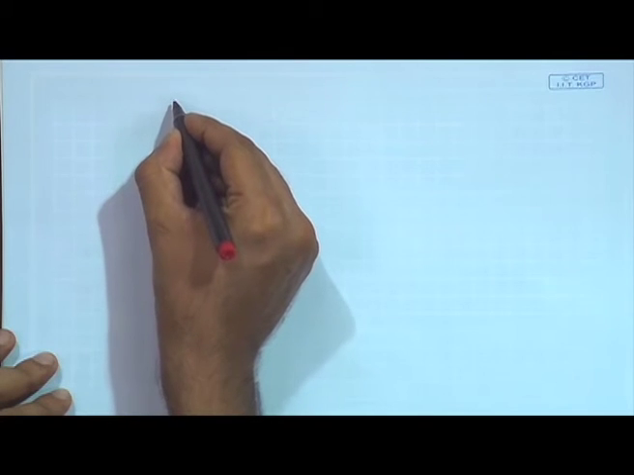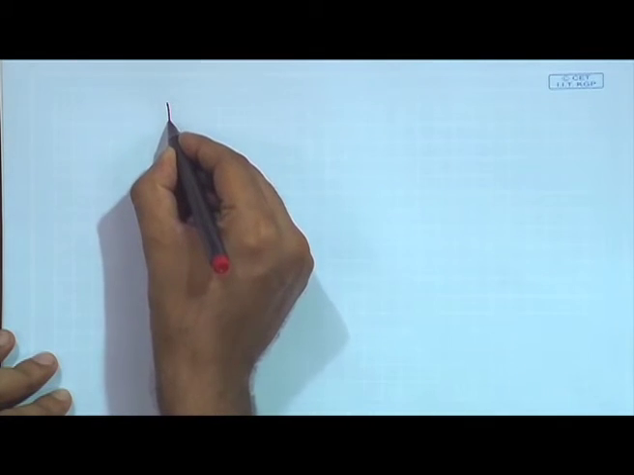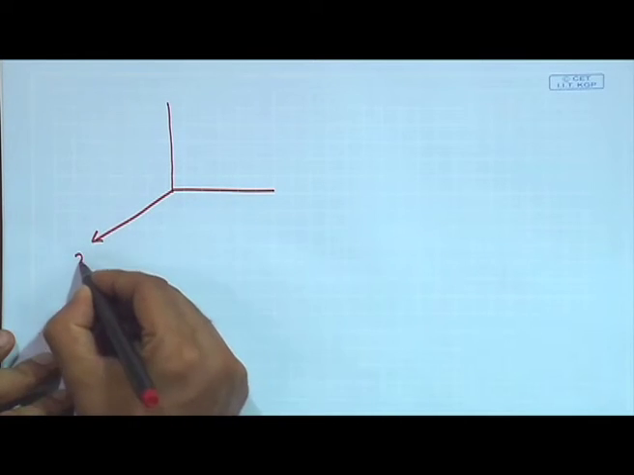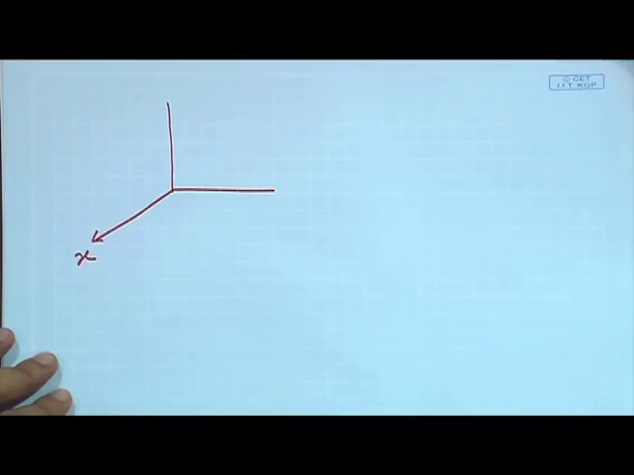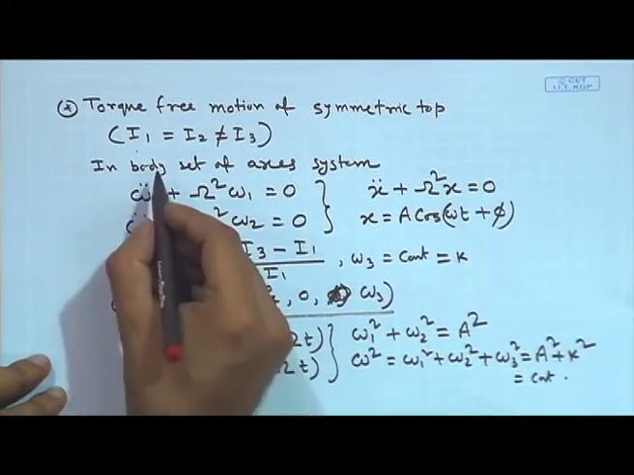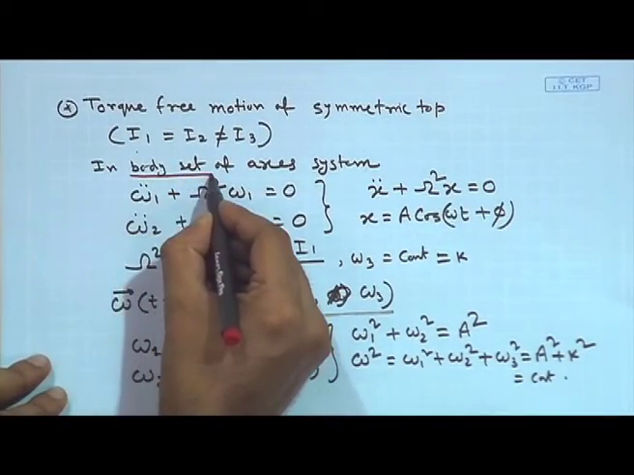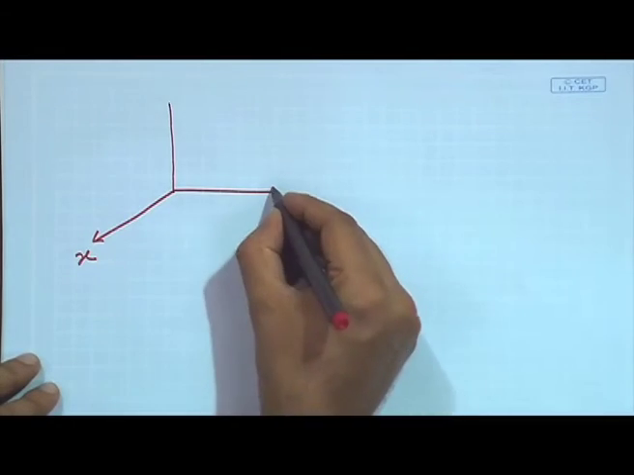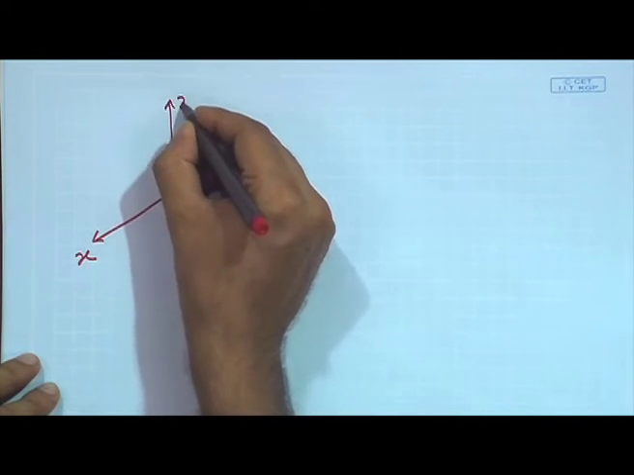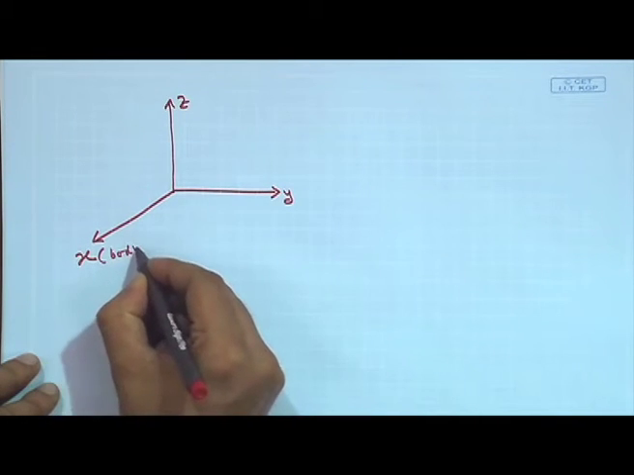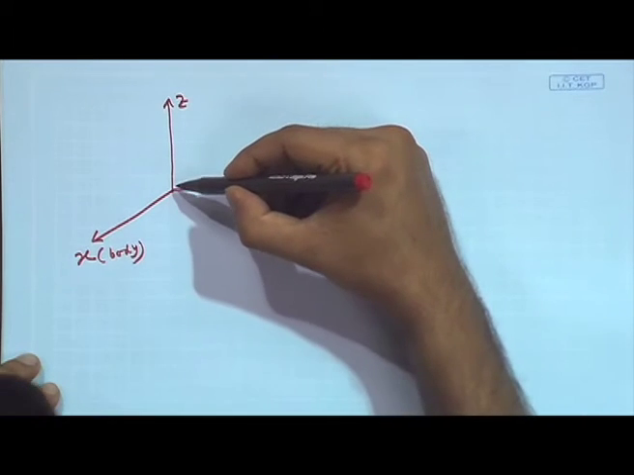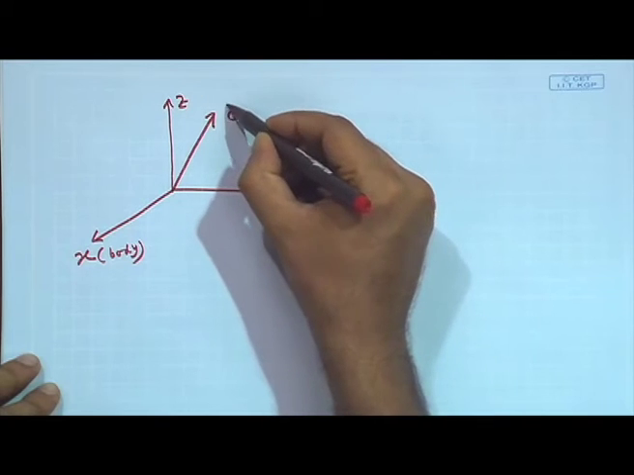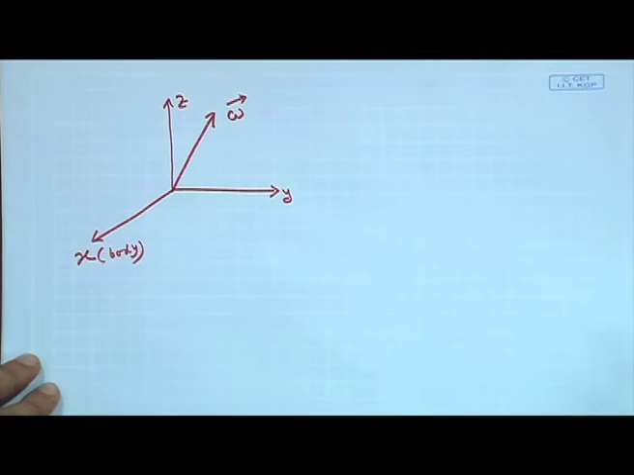So, first of all we have to show you that this is my body set of axis. Please understand, I am pressing it once again, that all these components are taken in the body set of axis system. Now, if this is my axis system x, y and z, which are body frame, let us assume that we have our rotational velocity vector omega.